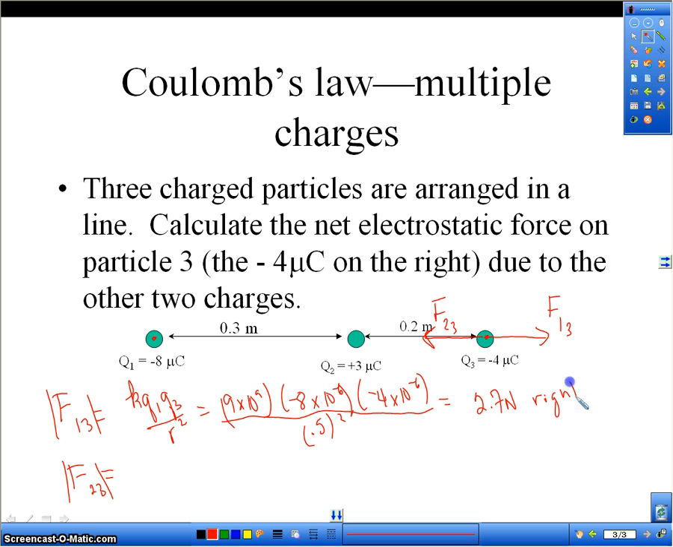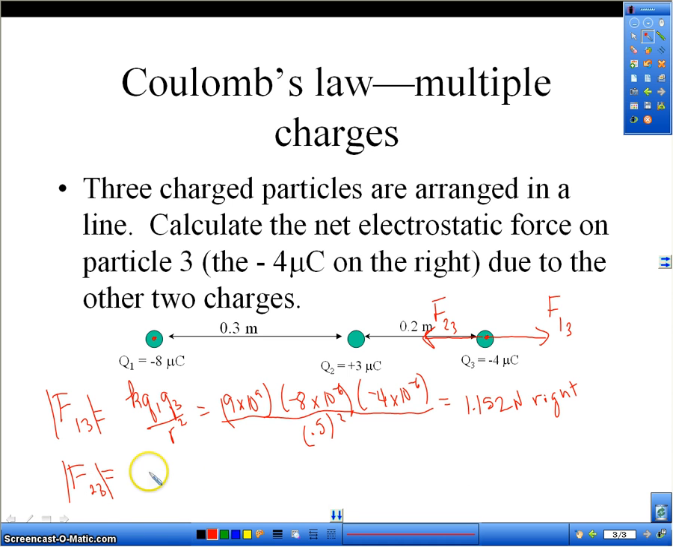Nope, I apologize. That's the wrong number. Let me erase that. It is going to be pointing to the right. That part is correct. But it is not going to be 2.73. It's going to be 1.152 newtons to the right. I'm going to do the same thing for 2 to 3.